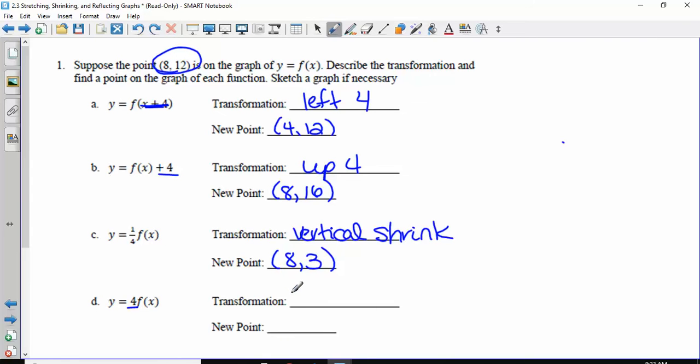Okay, D, it's also on the outside, so it's still vertical, but this time you're multiplying by something bigger than 1, so it will stretch. Outside is y, and it does what it says. So you take your y times 4, and you get 8/48.